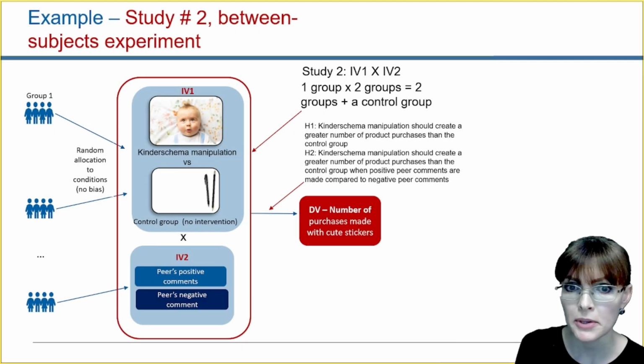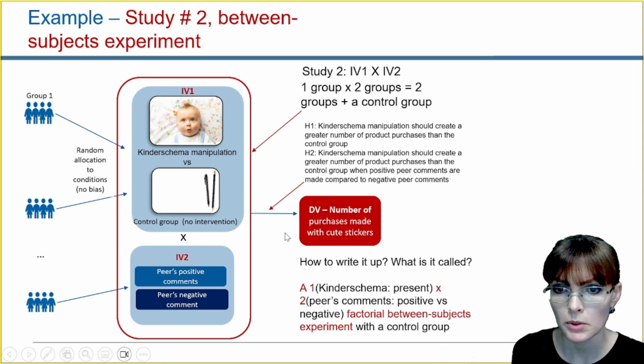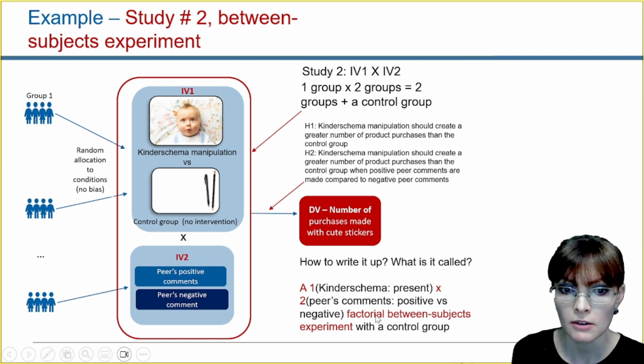How do we write it up, because it is more complex? Again, we follow the same conventional rules. This is how we would describe this experiment. This is my first factor. This is my second factor, and it's a between subjects design. First, I have the kinder schema present condition interacting with peer commentary, positive versus negative, a factorial between subject design with a control group. I've taken the control group out because it does not have any interaction with positive or negative peer commentary, nor is there any variation to kinder schema.